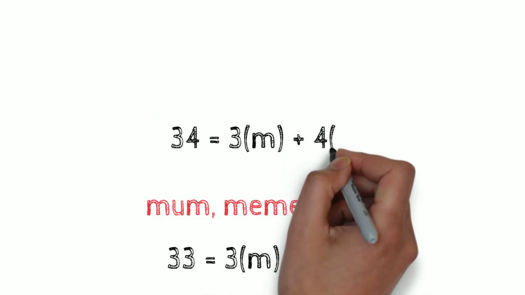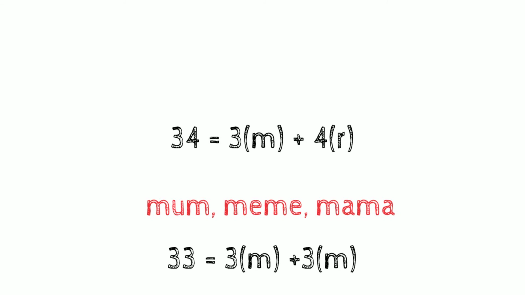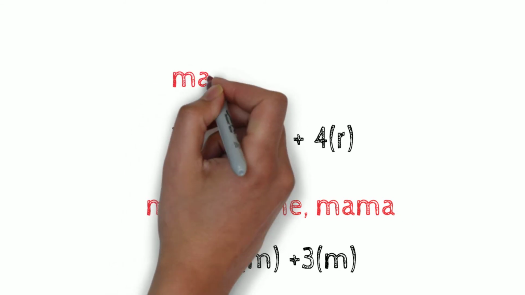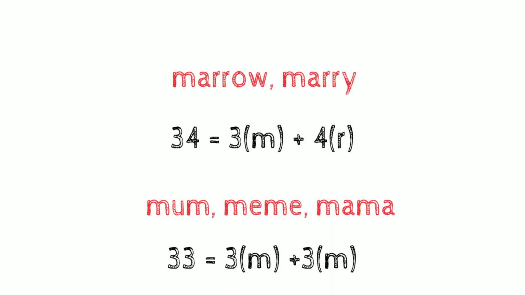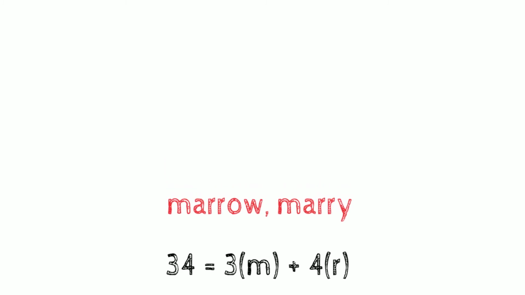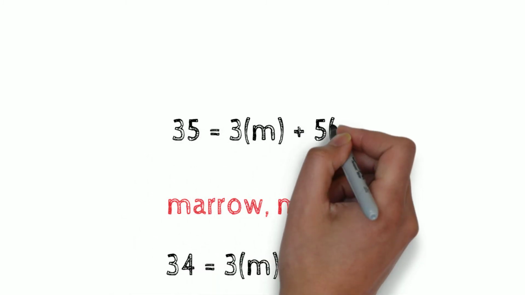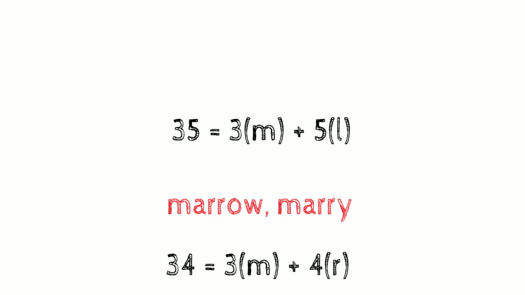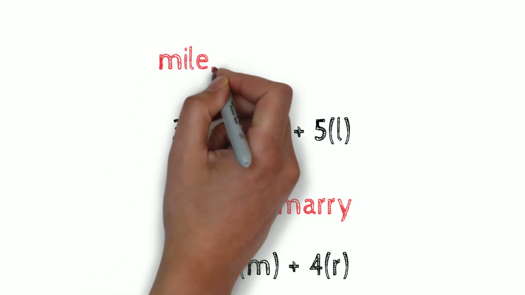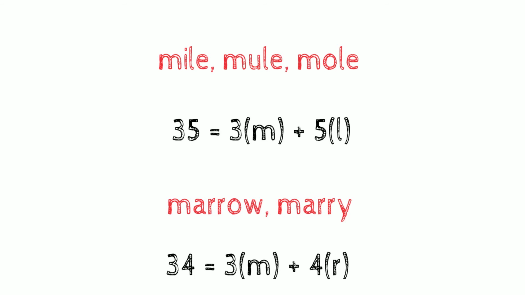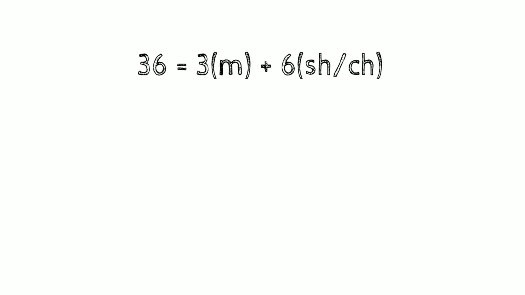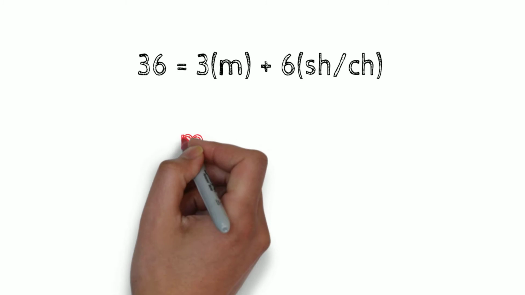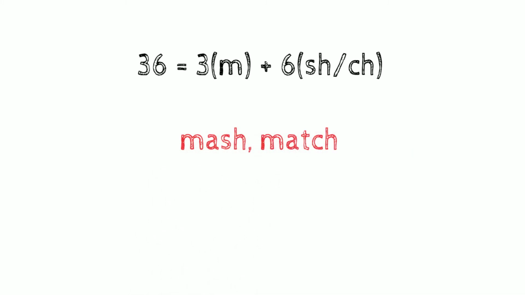With 34, the consonants M and R represent it. What words come up? What about marrow or marry, for example? In both words, disregard the double letter. For 35, the letters M and L must appear, and when they do, you can form words such as mile, mule, or mow, for example. For 36, the consonants M for 3 and sh or ch for 6 are prominent. Think of words like mash or match.